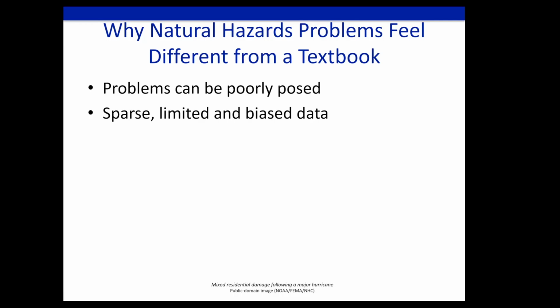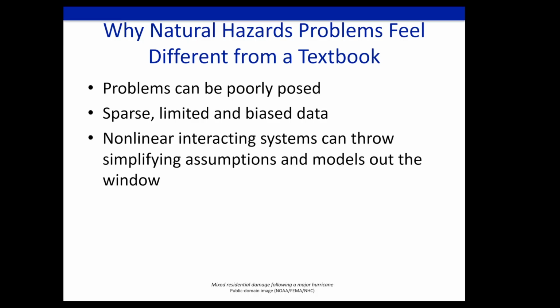A good example of biased data is looking at insurance claims data after hurricanes. There's all sorts of filtering that needs to be done before the dollars and cents in that data actually make any sense. So data management and data access are huge drivers for how you frame a problem. Usually we're talking about very nonlinear and interacting multiple systems that can throw simplifying assumptions and models right out the window, or drive you screaming towards those simplifying assumptions to make it manageable. And it kind of just depends on your circumstances.